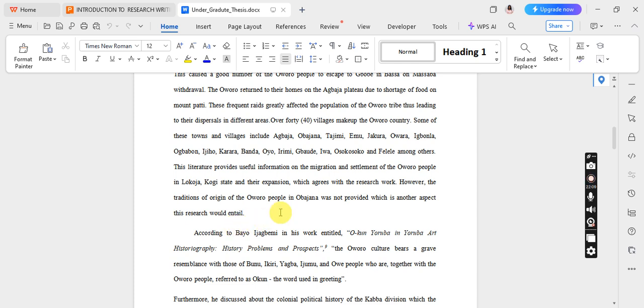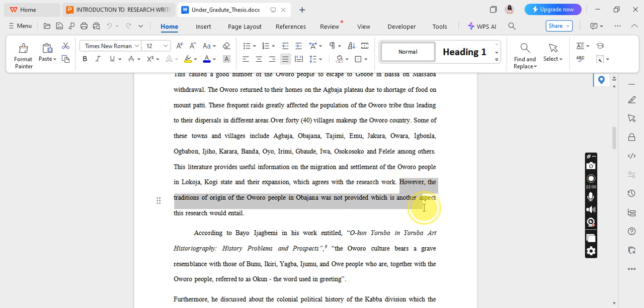So now let's come back to the end part of this work. You see, there's something I noted here. The literature provides useful information on the migration and settlement of the Oworo people in Lokoja. That is this work by Dr. Adi Ali, Kogi State and their expansion, which agrees with what the research work says. You must always say this at the end of every book review that you've done.